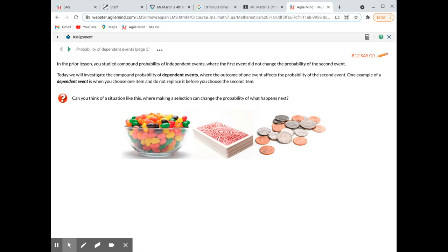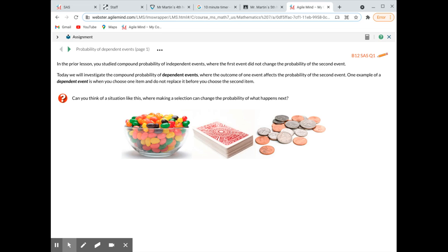All right, today we are in topic 9, block 12. And in this block, our goals and objectives are to develop a probability model and use the model to find probabilities, represent sample spaces for events, and find the probability of compound events.